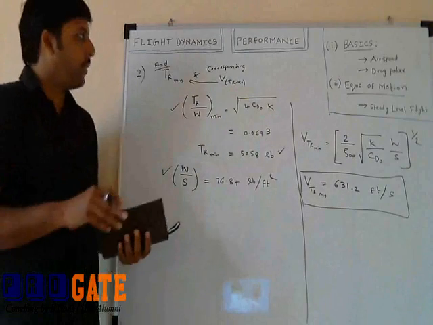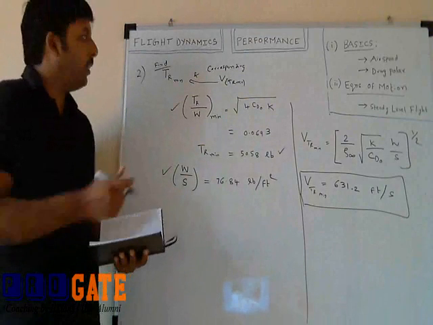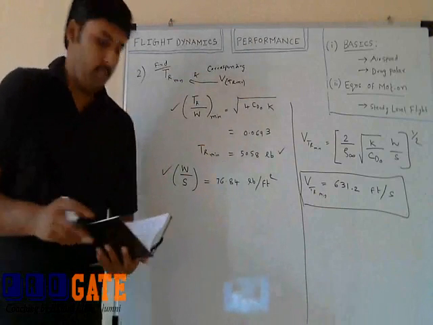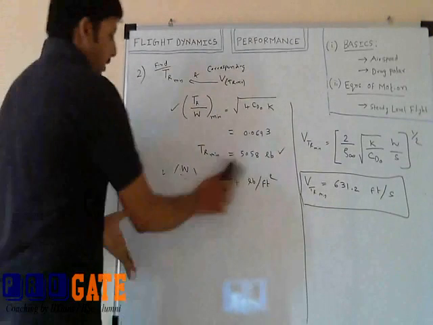So for the same question, previously we solved what is the thrust required. Now they have asked what is the minimum thrust required and the corresponding velocity. Now let us solve a few GATE questions.